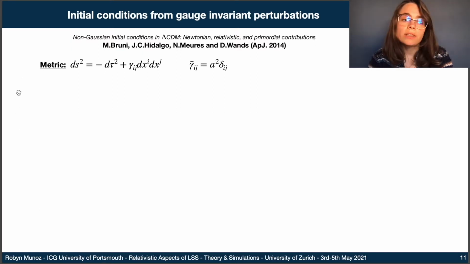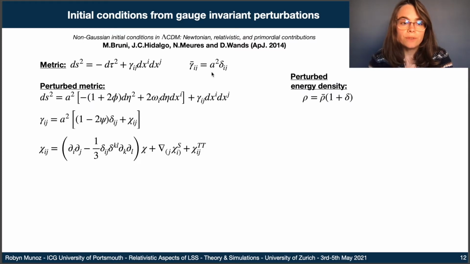Now, for the initial conditions, we use the derivation of this article here, and so we start with a flat FLRW metric, where here we have proper time and Cartesian coordinates, and here A is the scale factor.